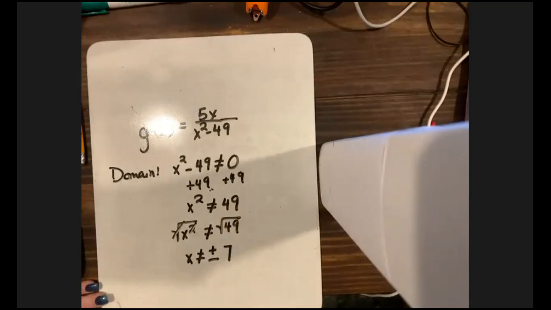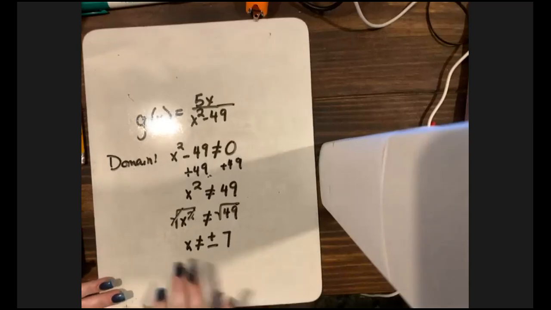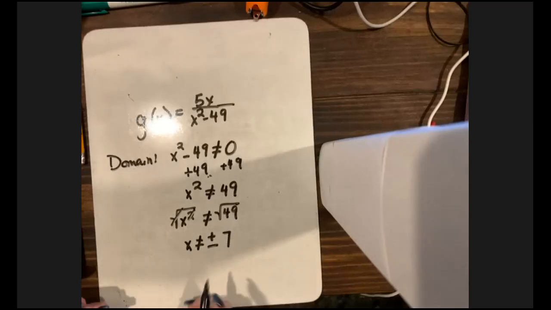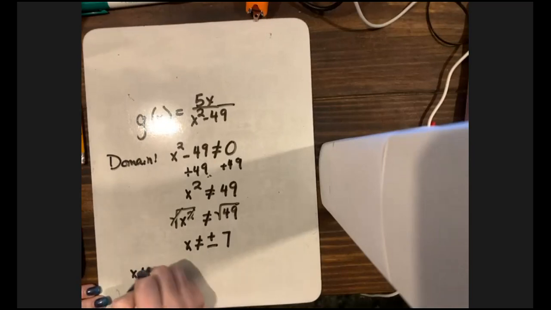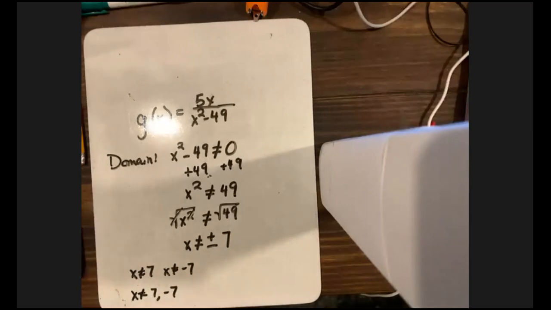Okay. So we've got our domain is x can be whatever it wants to be, just not 7 and not negative 7. Okay. And sometimes they may list these out separately. They'll say like x can't be 7, x can't be negative 7. They may even do something like making a list type of thing. Okay. When they do this.